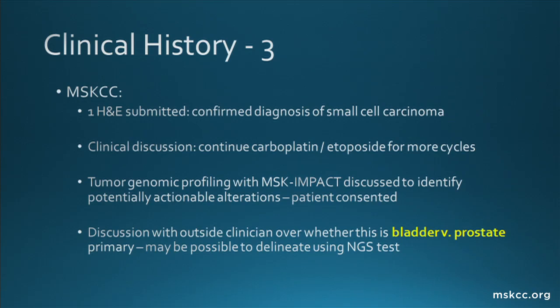That was recommended. And there was a discussion of genomic profiling the tumor with our MSK-IMPACT, the next generation sequencing assay, over 400 genes, detecting rearrangements, mutations, copy number abnormalities, among other things, to identify potentially actionable alterations. And the patient consented to this. And then our oncologist had a discussion with the outside clinician over whether this was bladder or prostate origin. And said that the next generation sequencing test may be useful.